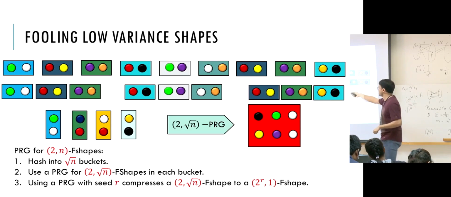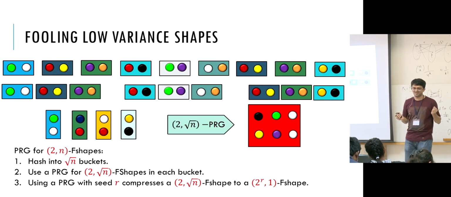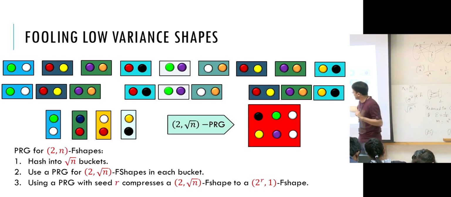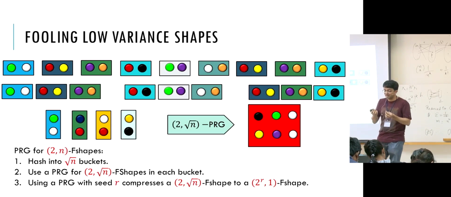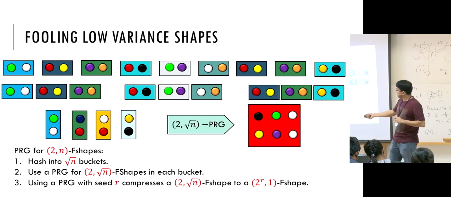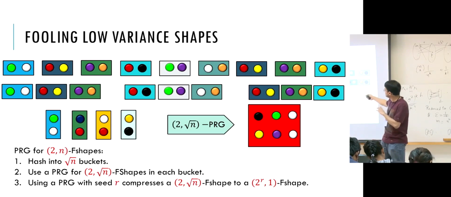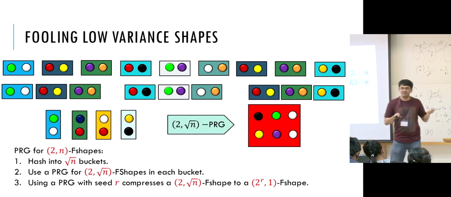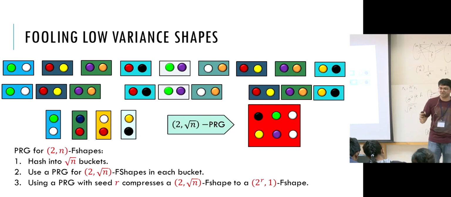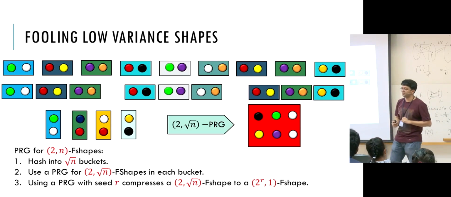into, sorry, I called these things bins. I'm going to hash these into root n groups. Okay, I'm going to group them, make root n groups, each of size roughly root n. Now what's going to happen within each bucket is that I really have a Fourier shape of dimension root n. Let's say I know how to solve the problem in root n dimensions. So I'm trying to do a recursion here, right? So I have these root n buckets. Each of them contains a Fourier shape of dimension root n. If I had a PRG for root n dimensional shapes, I could apply it here.